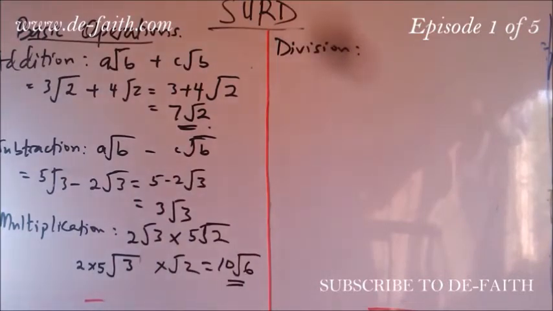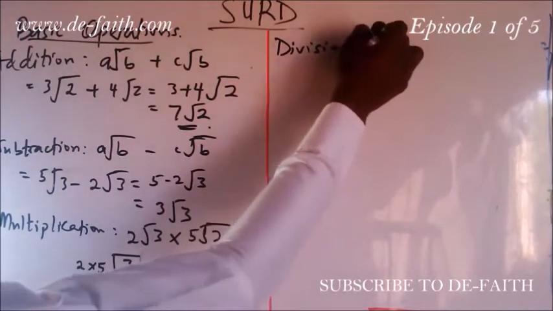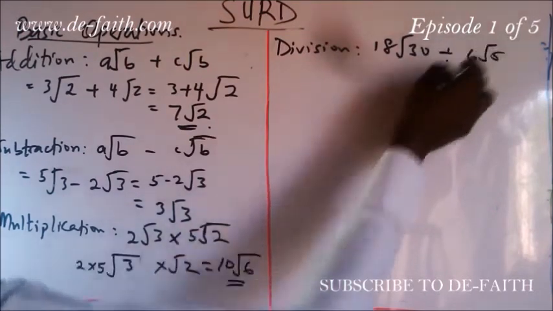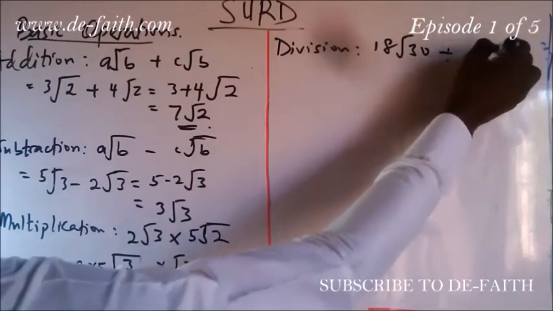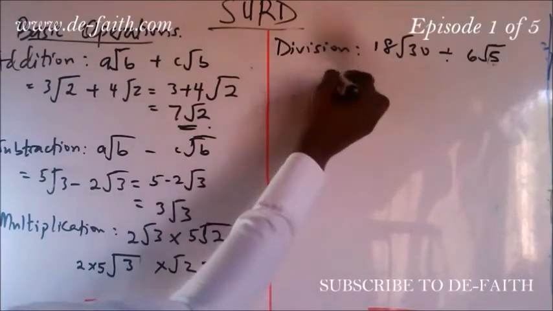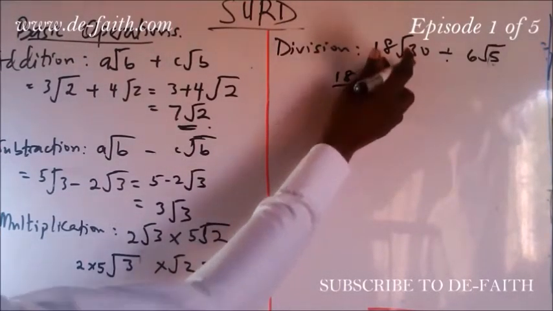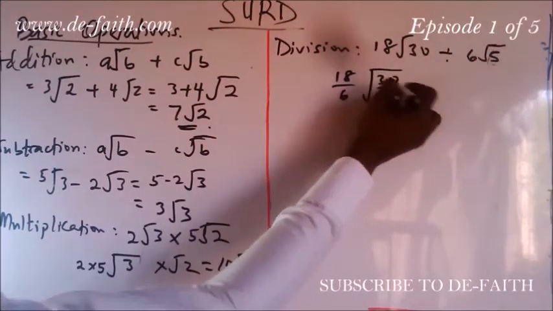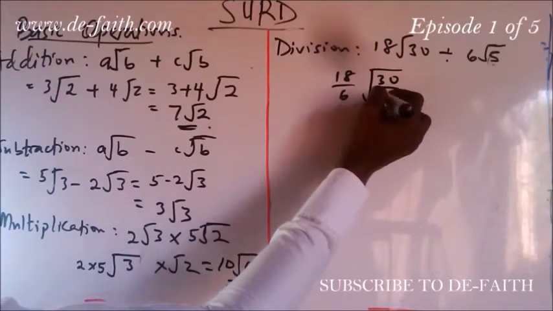We are talking about division of surd. If you have a number such as 18 root 30 divided by 6 root 5, this as well may have different irrational numbers. So all we need to do is just to have 18 over 6, which is 18 divided by 6. Then you have your root 30 over 5.